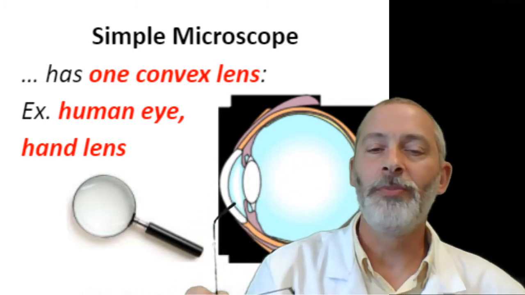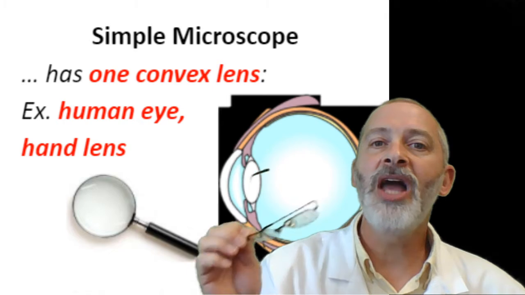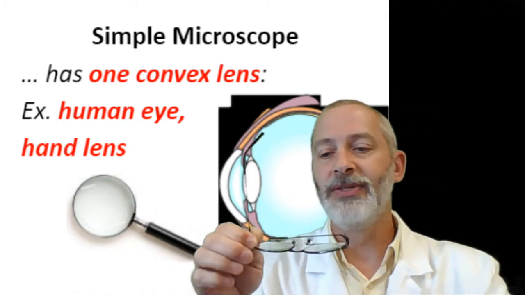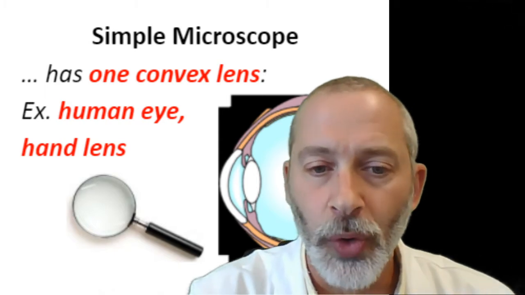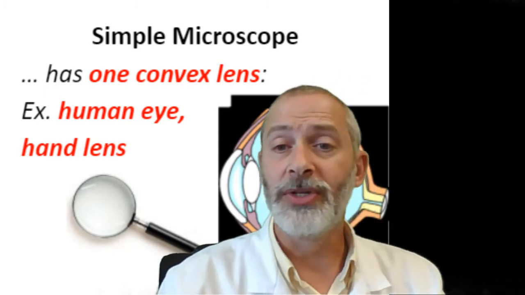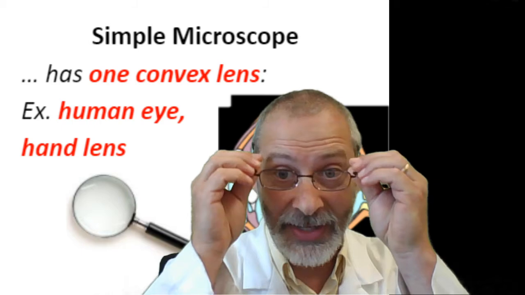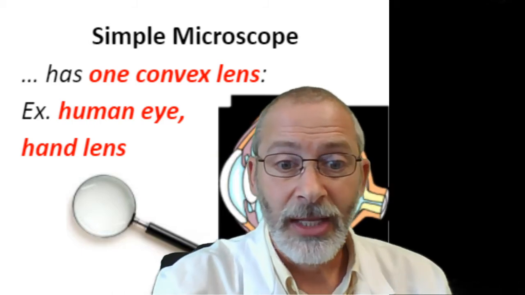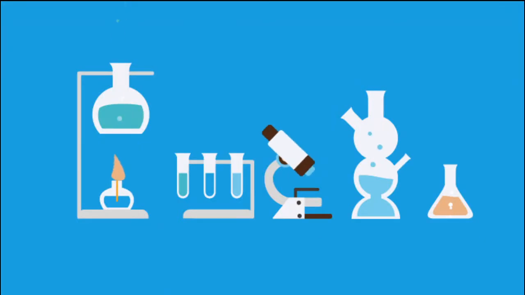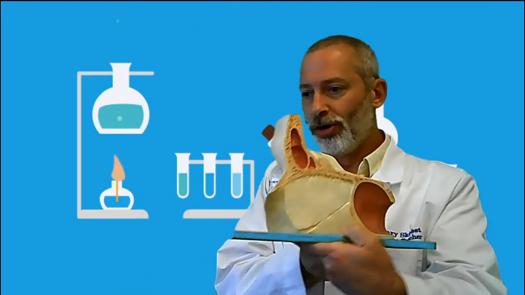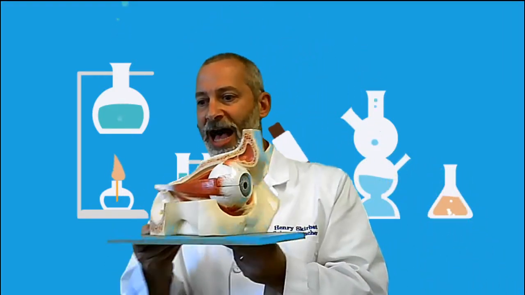Simple microscopes have one convex lens, which means it's thicker in the middle. Let me go to the laboratory, and of course, after I put my glasses on so that I can see, let me go to the laboratory and show you a couple of examples of simple microscopes. Okay? First of all, the eyeball. Here's a model of the eyeball.